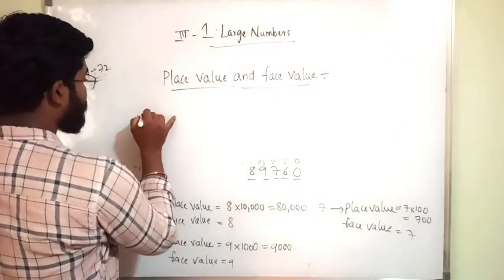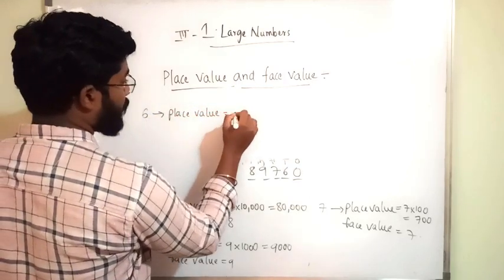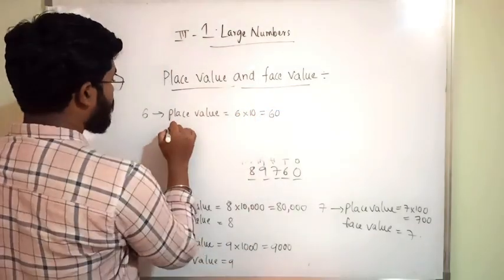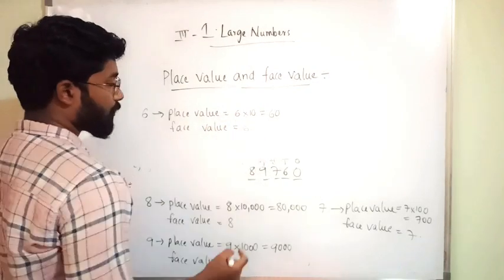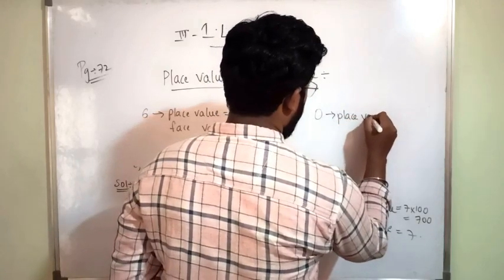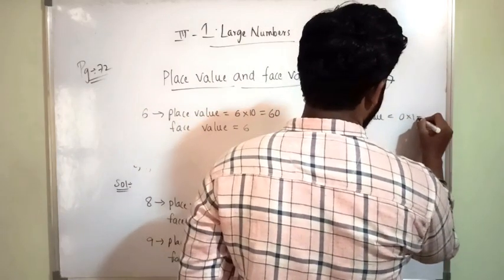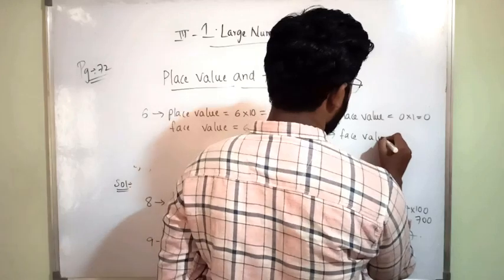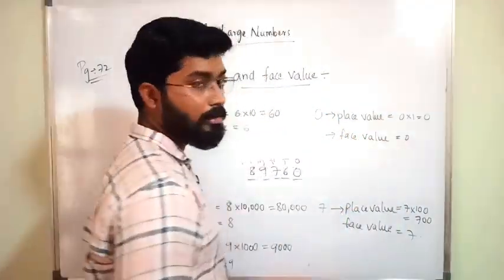So for 6 place value is what? 6 is in tens place, no? 60. Face value is 6 only. For 0, place value is 0 into 1, 0. Face value is also 0. 0 is in ones place, no? 0 into 1, 0. Face value is also 0.